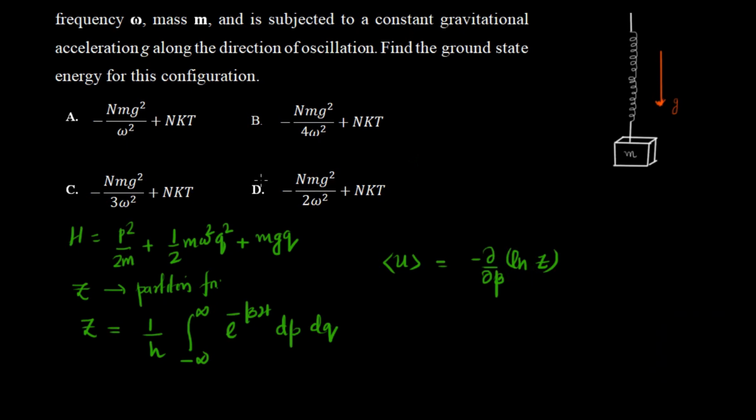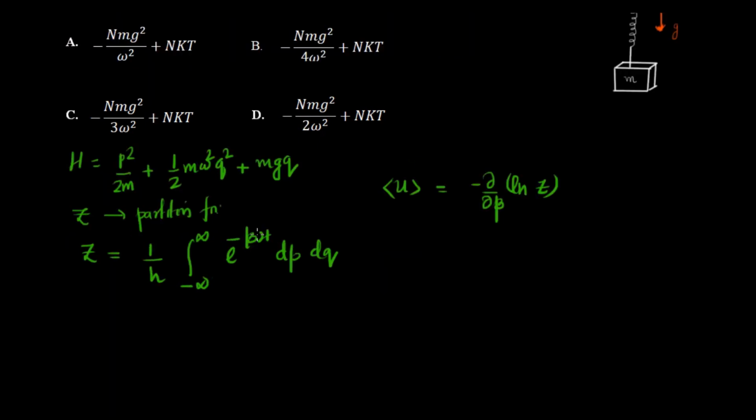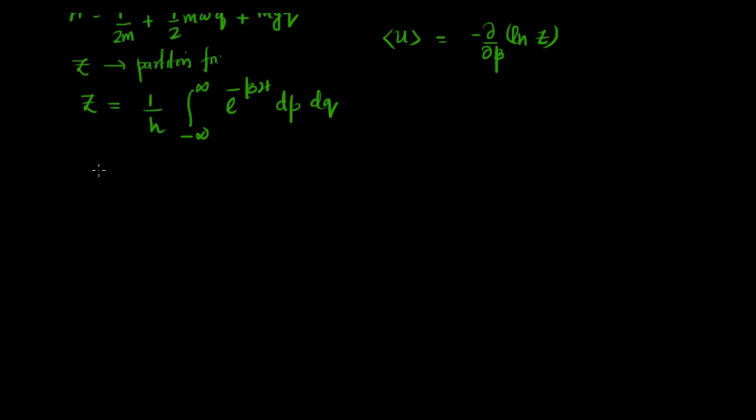If you find this, −d/dβ of ln Z, you will get one of the answers. But it will take time, because you can see that the Hamiltonian itself is very long. There are two quadratic terms and one linear term. If you are very good with integrals, you can do it, but I'll suggest a very simple method to do this question. I'll write the Hamiltonian once again. The Hamiltonian is p²/2m plus ½mω²q² plus mgq.